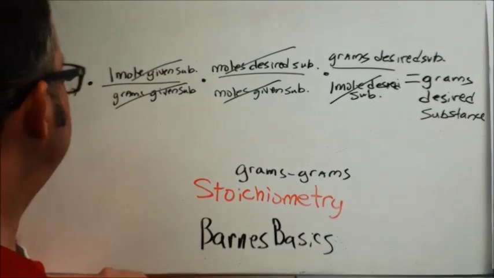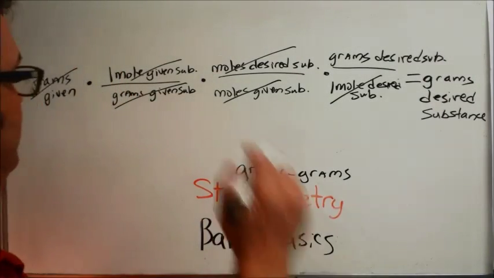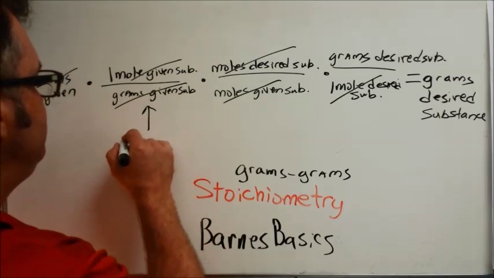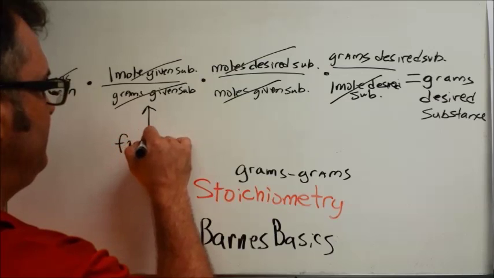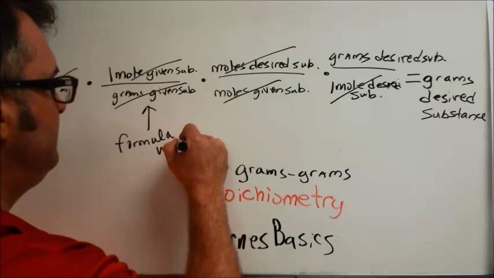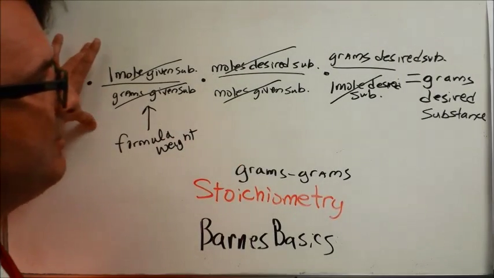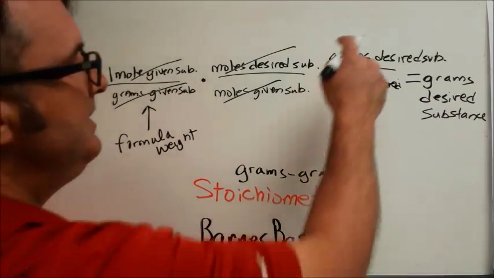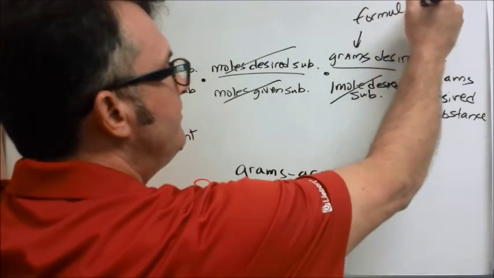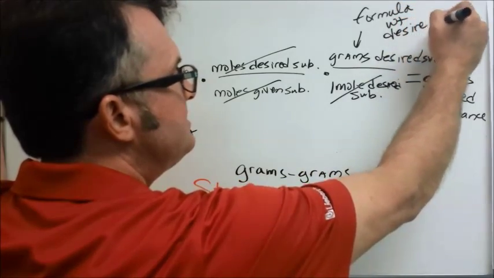Let's talk about this just a little bit more. This right here, the grams of the given substance, that is the formula weight, or the mass of the given substance that we're talking about. This is also the formula weight, but it's of the desired substance.